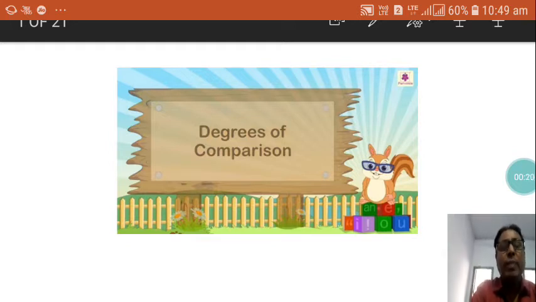Students, you have already read kinds of adjectives and you must have done the related exercises which I had explained to you. I am sure that you must have learned all of them that was explained. Today we are going to start degrees of comparison. This is part of the adjective chapter only.